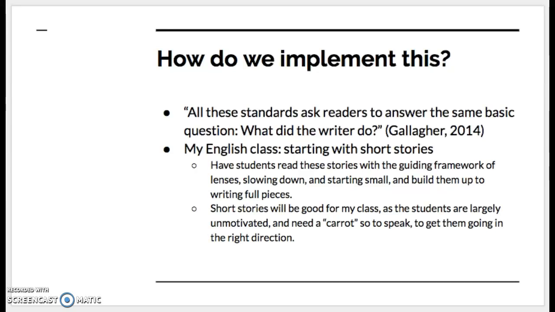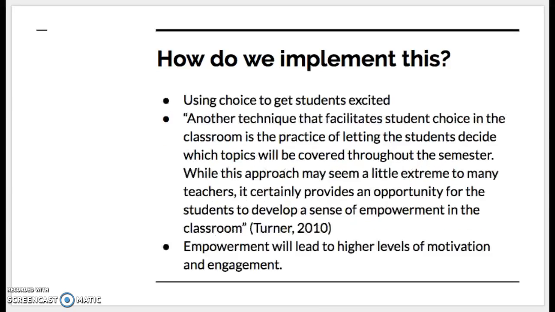In my English class at Thornton Academy, the teacher is having our students start off with short stories. We are going to have students read these stories with the guiding framework of lenses, slowing down and starting small, and we're going to have them build up to the point where they can write full-fledged pieces. These short stories will be good for my class because most of the students are largely unmotivated and need some kind of motivator to get them going in the right direction.